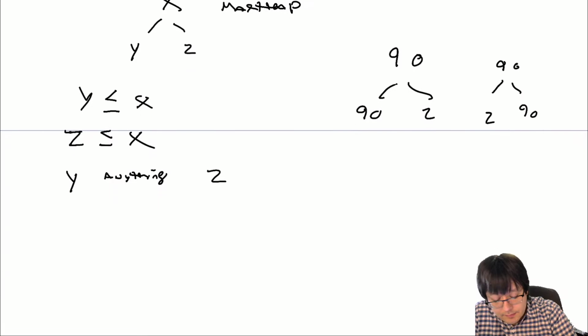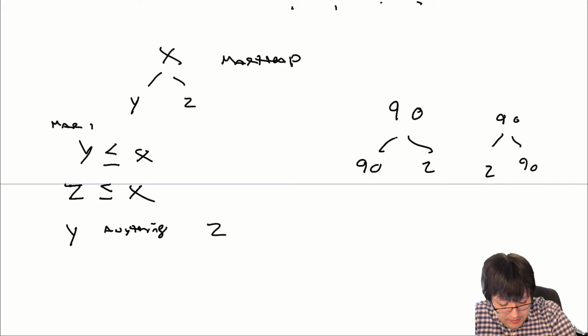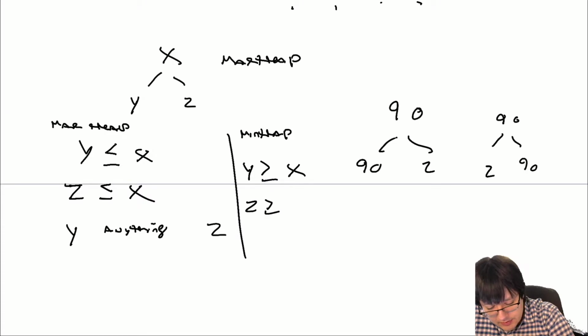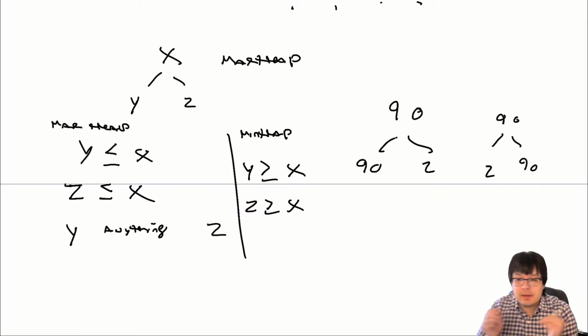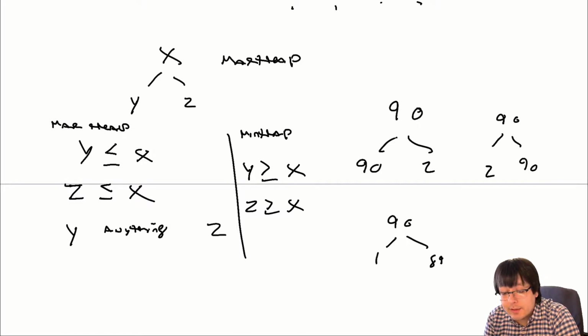So anyways, essentially, and let me make sure I put here, this is a max heap. And for a min heap, this would be y is greater than or equal to x, and z is greater than or equal to x. And then y and z could just be whatever they want between them. One could be bigger. Like, I could have a 90 here in a max heap, and then I could have a 1 here and an 89, or vice versa. There's really no relation between these. They could be whatever they want.